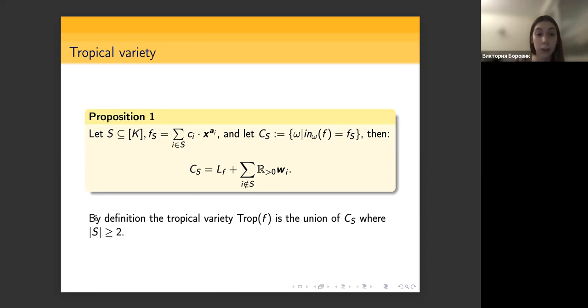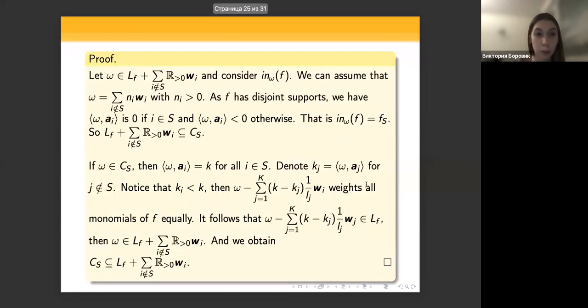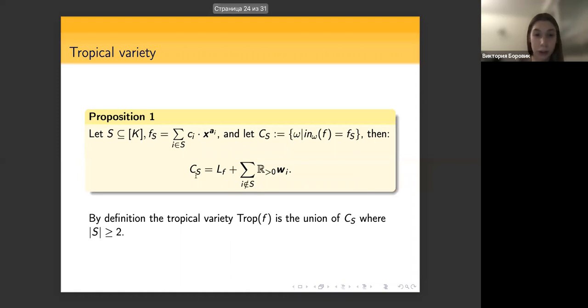And also notice that by definition, the tropical variety is the union of such C sub S, where our set S has at least 2 elements, because the tropical variety is the set of vectors that have initial forms without any monomials. And I will prove it now. I will prove this equality just by inclusion in both directions.